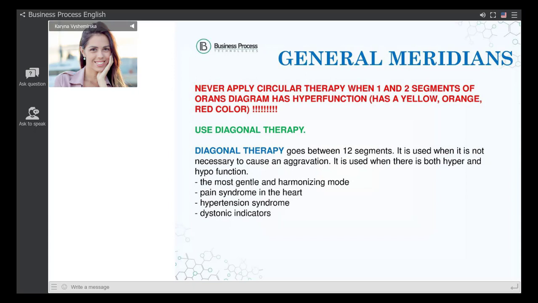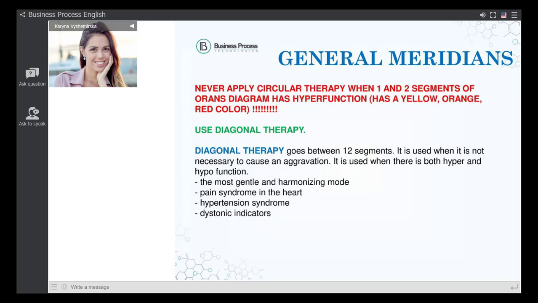Okay, horizontal therapy, vertical therapy, and circular therapy. You will be able to receive it in PDF. You don't have to remember everything, you just need to understand. Very important thing, never apply circular therapy when the first and second segments of the organs diagram have hyperfunction, yellow, orange, or red color. What it means, we need to open our WebWellness application and this diagram with 47 organs, and the first and the second organ should not have hyperfunction, should not be in yellow, orange, or red color.